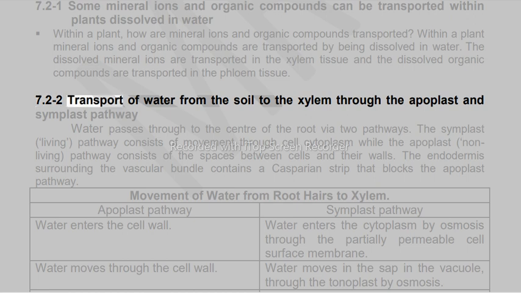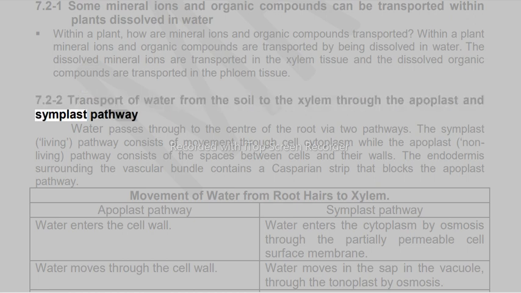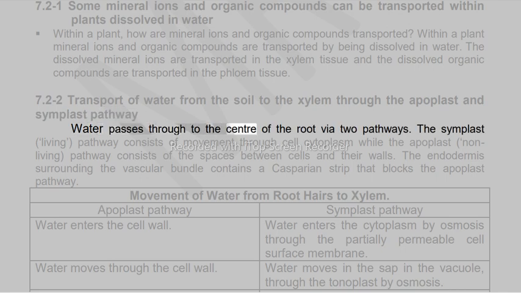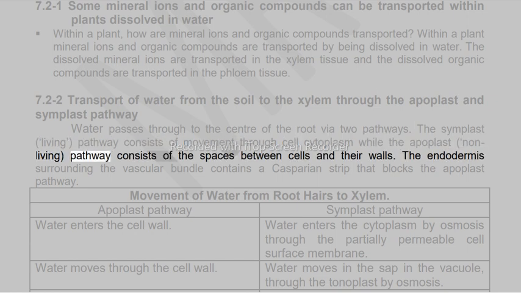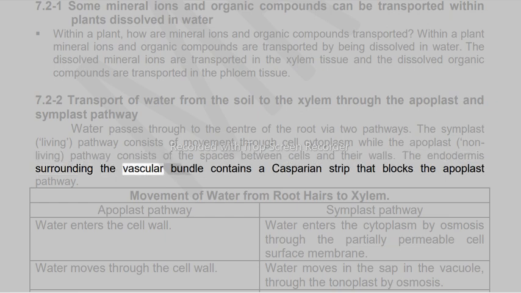7.2 to 2 Transport of water from the soil to the xylem through the apoplast and symplast pathway. Water passes through to the center of the root via two pathways. The symplast, living, pathway consists of movement through cell cytoplasm, while the apoplast, non-living, pathway consists of the spaces between cells and their walls. The endodermis surrounding the vascular bundle contains a Casparian strip that blocks the apoplast pathway.